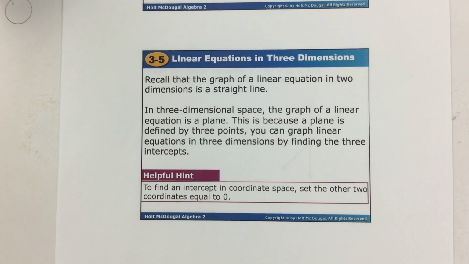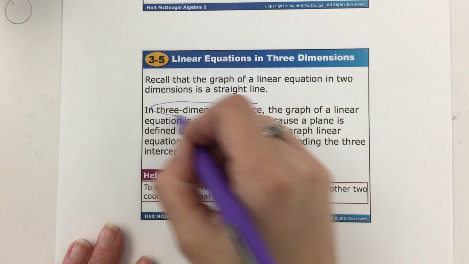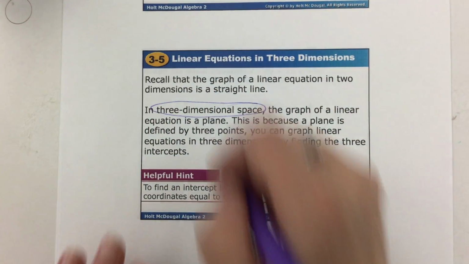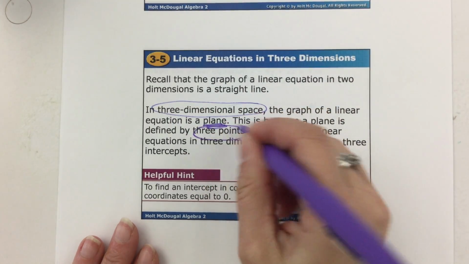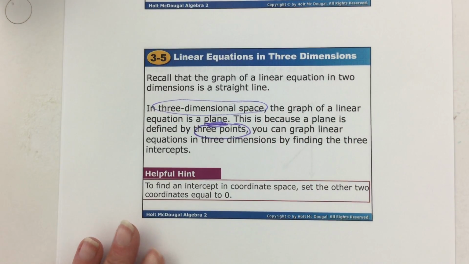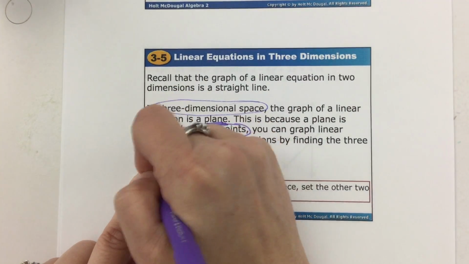Let's go ahead and make that transition from single points to planes. Recall that the graph of a linear equation in 2 dimensions is a straight line. So if we are graphing in a coordinate plane that has x and y, and our equation has x and y, we get a line. Well, when we graph in 3-dimensional space, you're actually graphing a plane. A plane is defined by 3 points. What we want to do to find those 3 points is to find those intercepts.